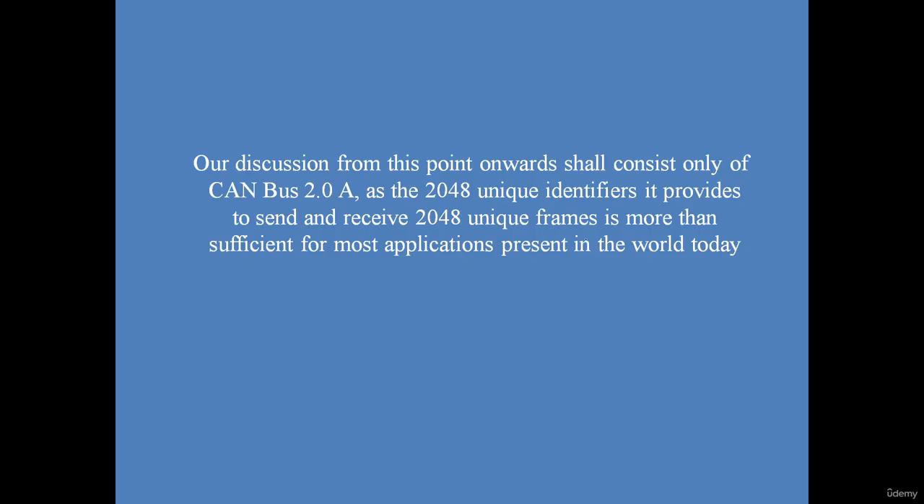From this point onwards, we'll be discussing CAN 2A with the 2048 unique identifiers. It provides us sufficient frames and it is sufficient for most of the applications present in the world today.